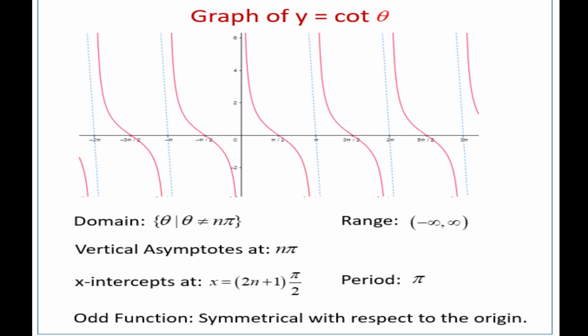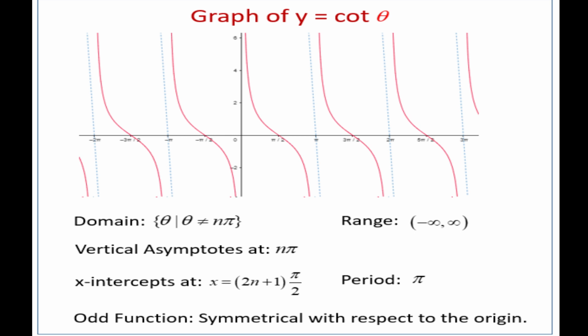By observation, we can easily conclude that the graph of the cotangent function is decreasing in particular intervals, that is between 0 to pi, pi to 2 pi, pi to 3 pi, minus pi to 0, or minus 2 pi to minus pi, also minus 3 pi to minus 2 pi, etc.